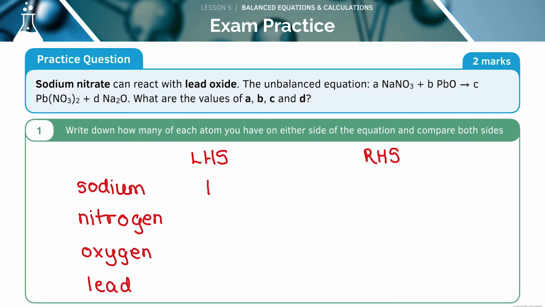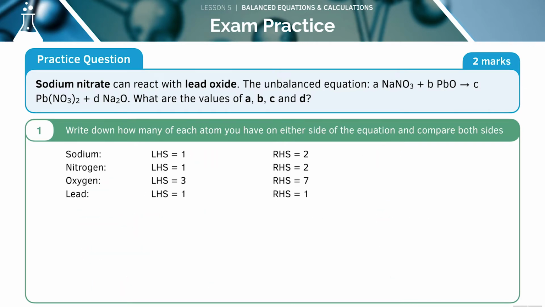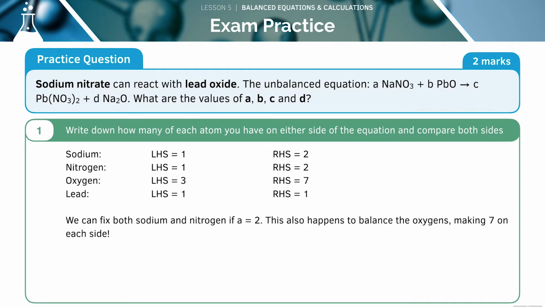So on the left-hand side, we've got 1 sodium, and on the right-hand side, we've got 2. On the left-hand side, we've got 1 nitrogen, and again on the right-hand side, we have 2. For oxygen, we've got 3 on the left and 7 on the right, and for lead, we've got 1 on each side. We can fix both the sodium and nitrogen if A equals 2. This will also balance the oxygens, making 7 on each side. So now we know that A will equal 2, B will equal 1, C will also equal 1, and so will D.